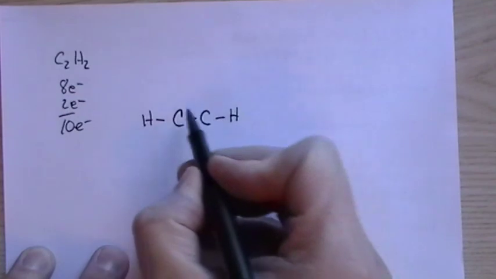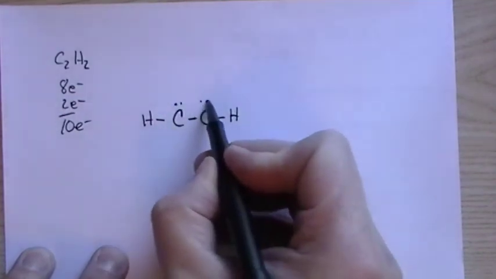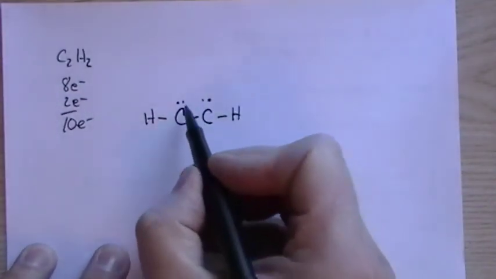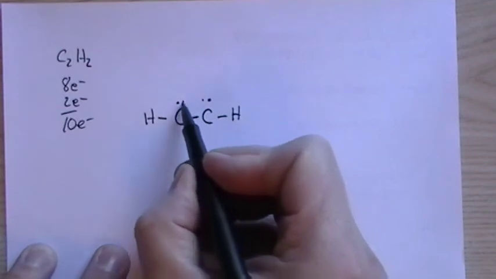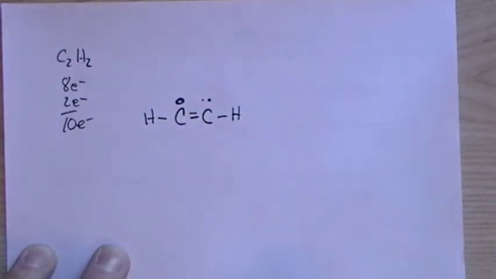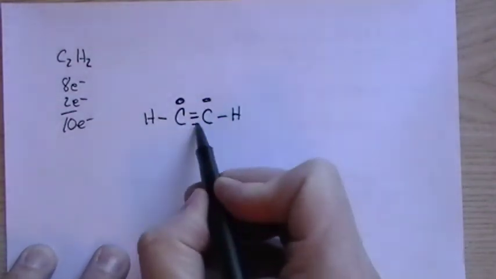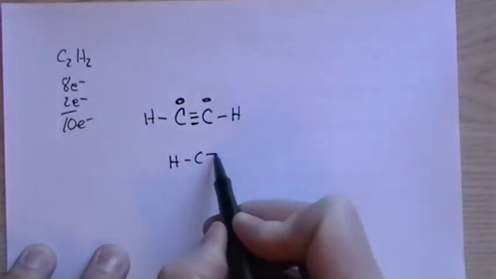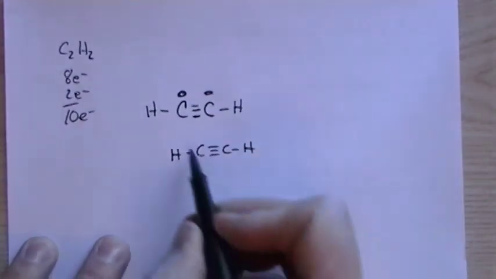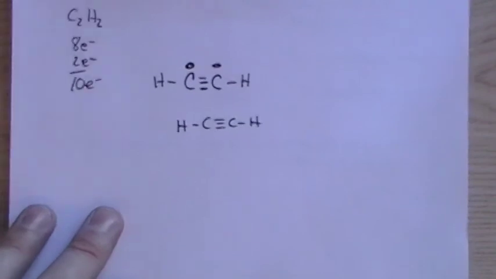2, 4, 6, 8, 10. That's a possibility, except that the carbon doesn't have its full octet. So we put that there, then it's not symmetrical, so that would be the only possibility, where everybody has their octet. The carbons each have their octet. And that reminds me of one more, since we have a little time here.